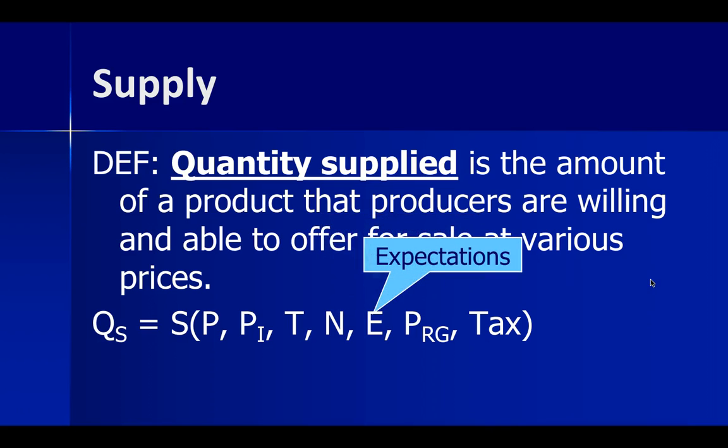E represents producer expectations. Just like consumers, producers may have beliefs about the future. They may think that the price of their product will rise or fall, or that the cost of production will rise or fall in the future, and that may affect how much of a product they wish to offer for sale now.